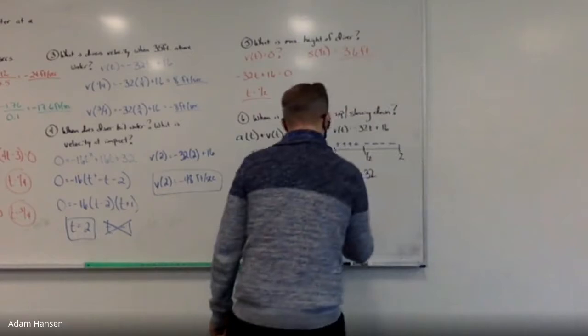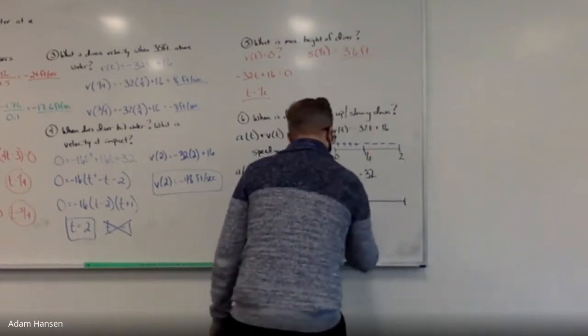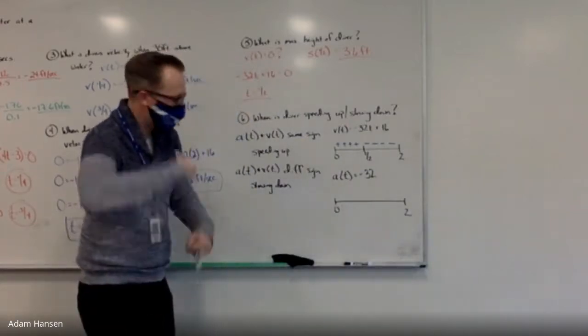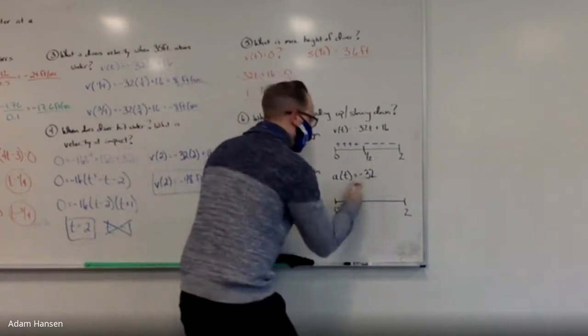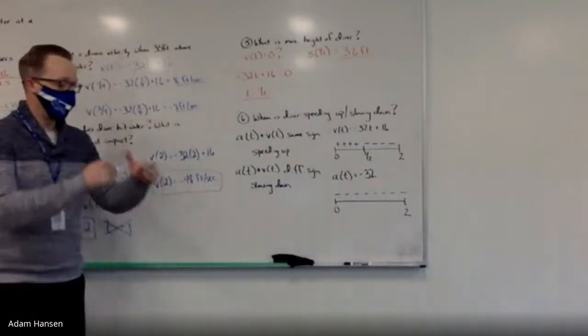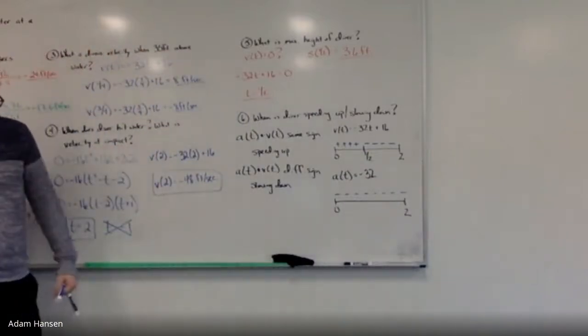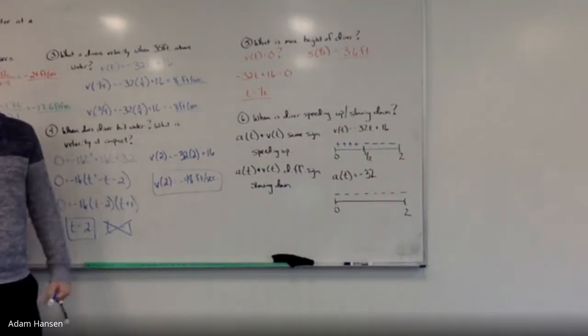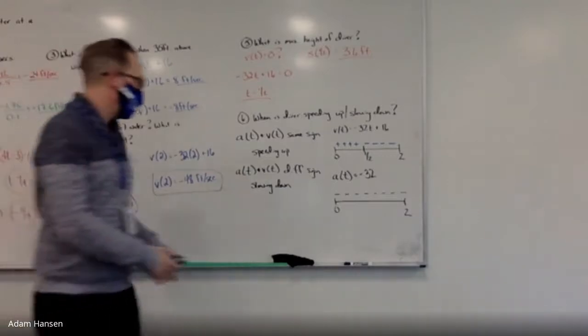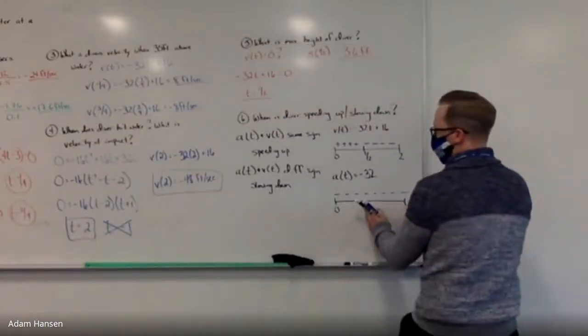So between 0 and 2 seconds, what is the sign of the acceleration function? It doesn't change signs anywhere. It's always what sign? Negative. It's always negative 32. It's a constant. On what interval are acceleration and velocity the same sign and therefore speeding up? 1/2 to 2. Why did I stop at 2? That's where he hits the water, right? I don't care what happens after 2 seconds. He's already landed. Between 1/2 and 2 seconds, velocity and acceleration are the same.